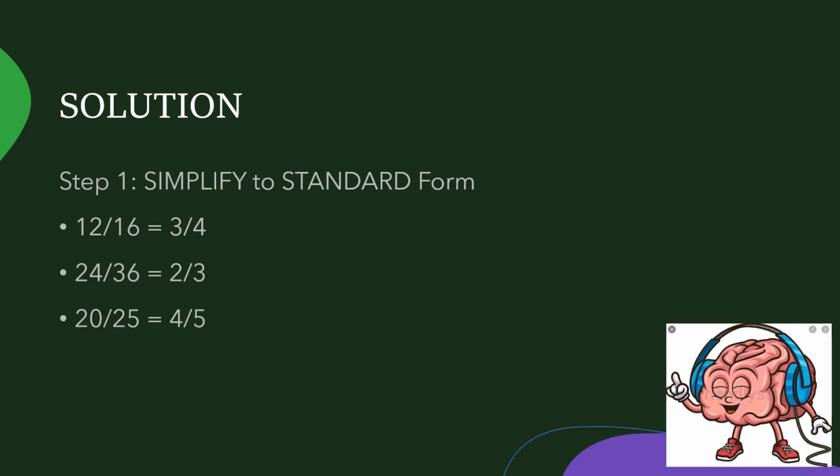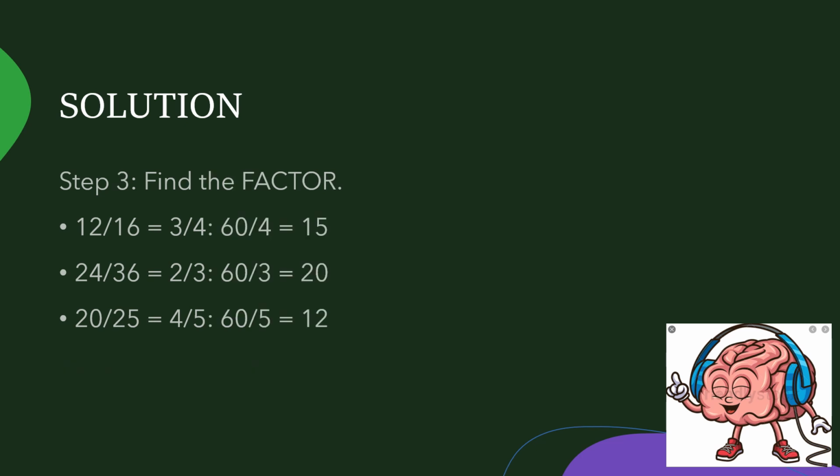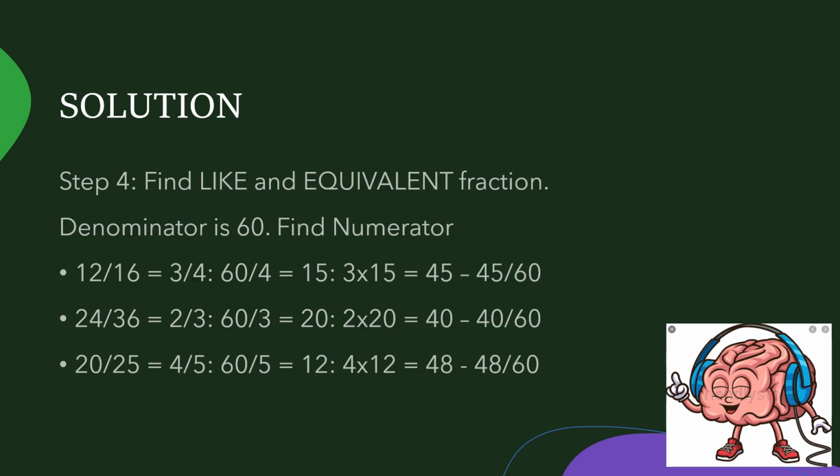So here is the solution. First, we will simplify to standard form. Second, we will find the LCM of denominators. Third, we will find the factor. Fourth, we will multiply both the numerator and denominator by the same factor.